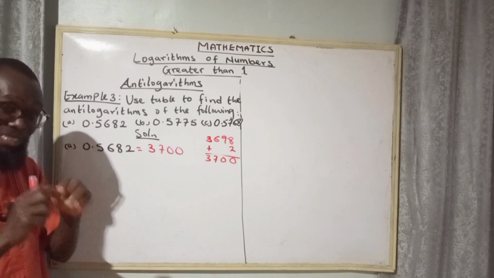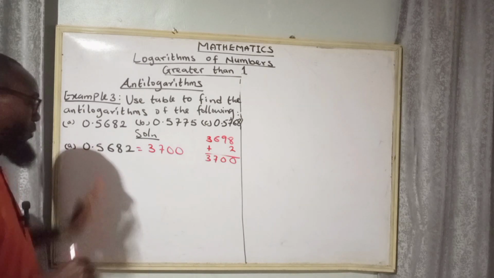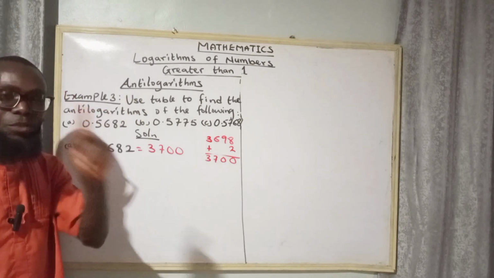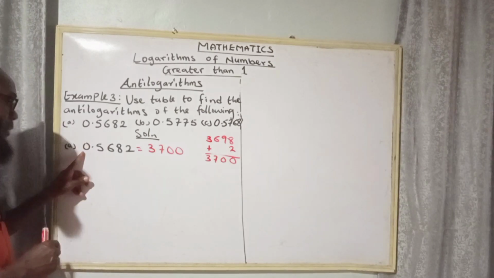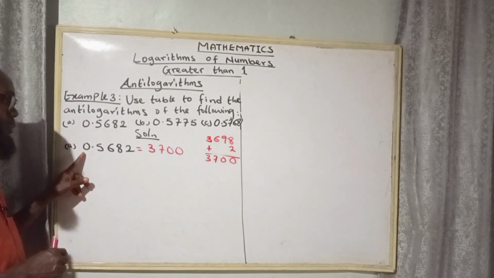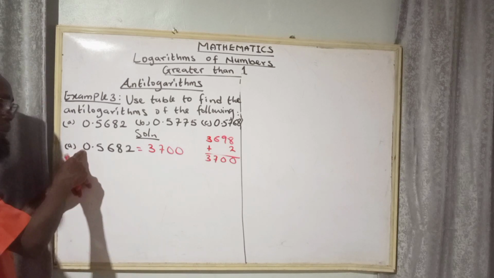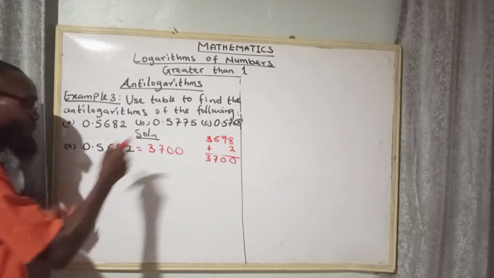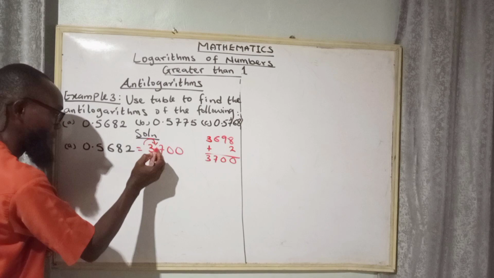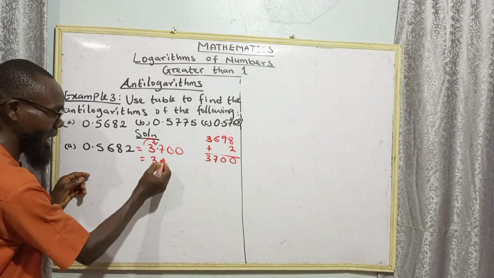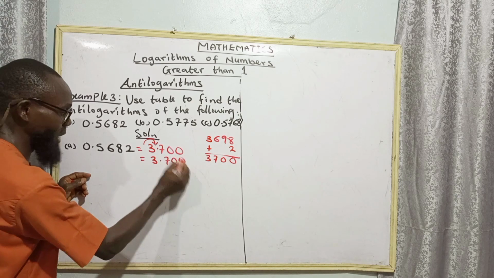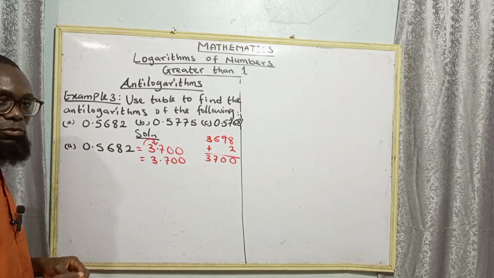If you could recall, under logarithm, when we are looking for logarithm, we did not count the first digit to check our integer. Under logarithm, we cover the first digit. That first digit we did not count will now be added to this 0. When you add 1 to this 0, 0 plus 1 give us what? 1. Then you shift your point from here. So the anti-logarithm here is now 3.700 or 3.7.